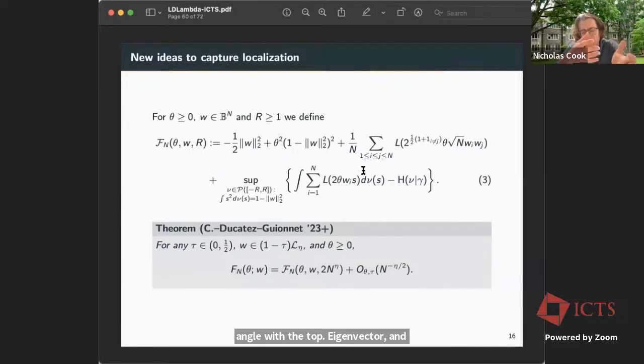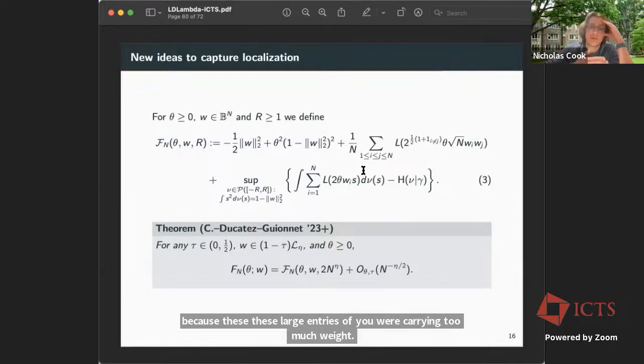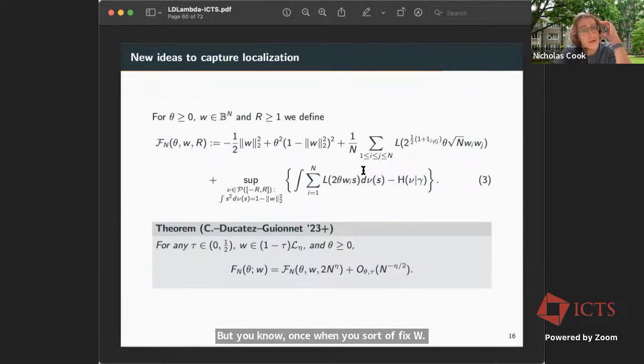And then if you're on an event where you fix the large components of the eigenvector, then you can show that you're essentially reduced to looking at a set like this, where the vector U has a part that's fixed. And then it just kind of works out. In hindsight, you can see that the full annealed free energy was not giving a good idea of the tail because these large entries of U were carrying too much weight. But once you fix W first, then everything kind of smooths out. So it just works out once you restrict.